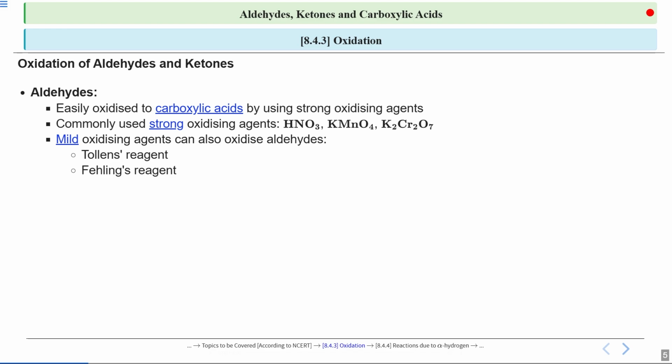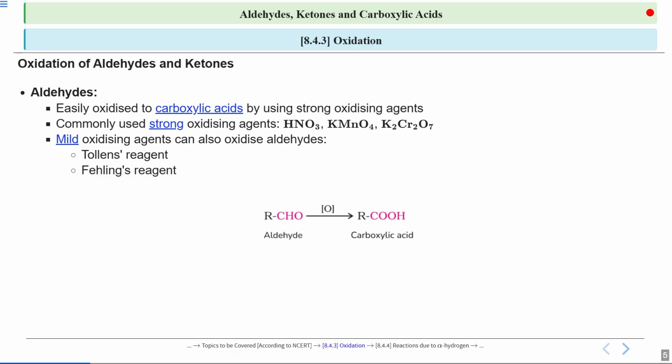Another mild oxidizing agent which we will discuss is Fehling's reagent. Like Tollens' reagent, it is used to identify aldehydes. Okay, and this often results in a color change that indicates a reaction has occurred. So they are basically used to identify aldehydes. But there are certain exceptions also, which we are going to discuss in upcoming slides.